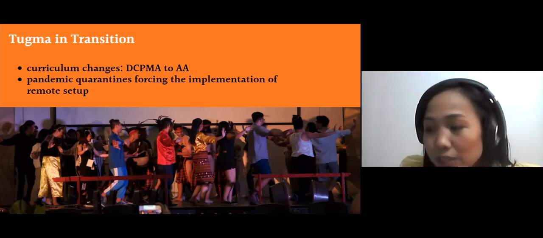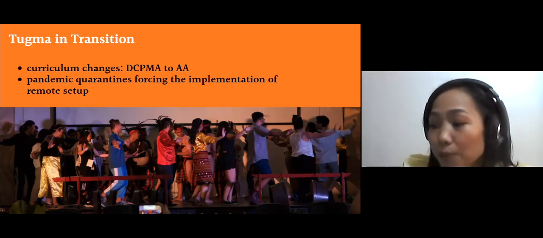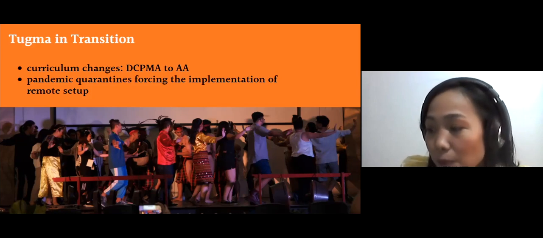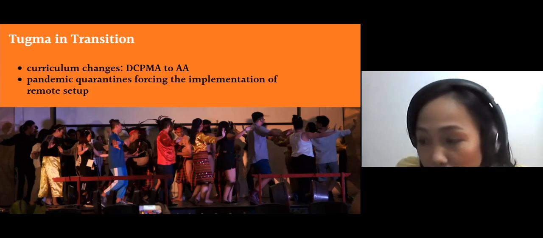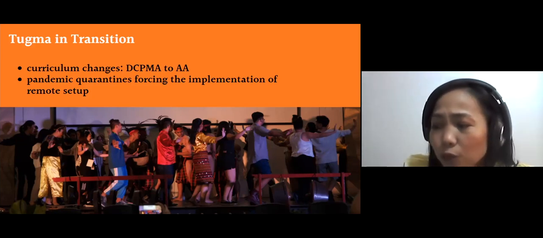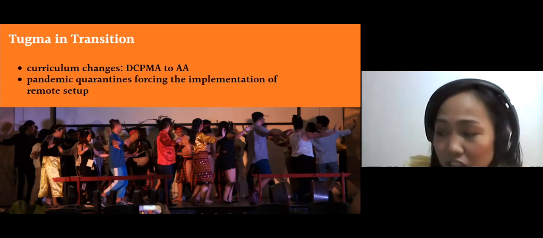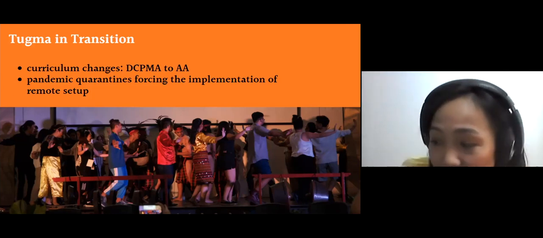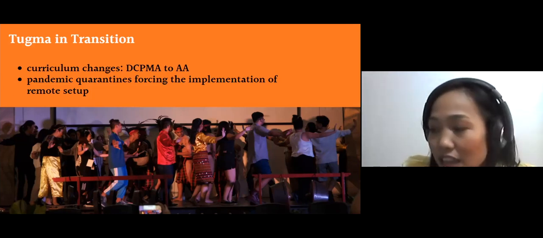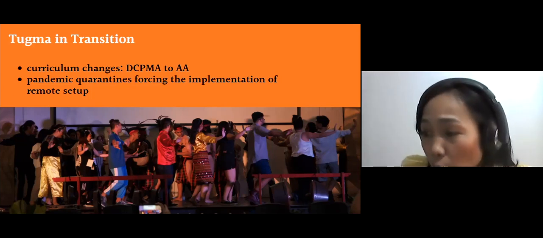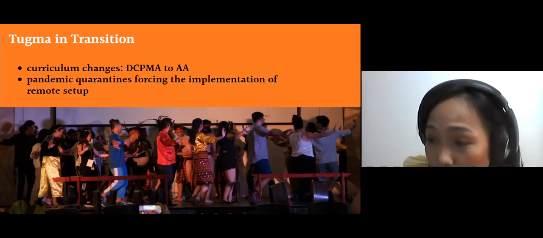Some incoming freshmen didn't push through with the application process, and as its membership is reliant on the demands of a study program, we question how long can we exist and maintain our traditions. Losing a percentage of possible new members also decreases the chances of passing the knowledge and skills to the next generation. When the pandemic broke out, Tugma members were forced to go home to their respective homes and provinces.